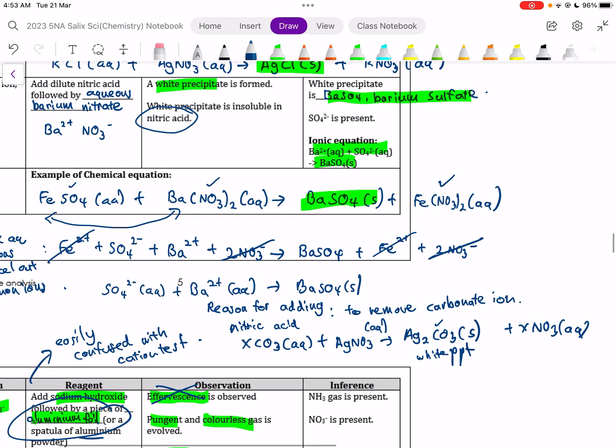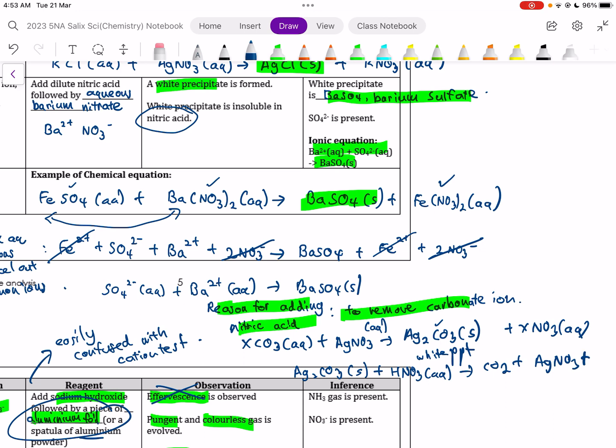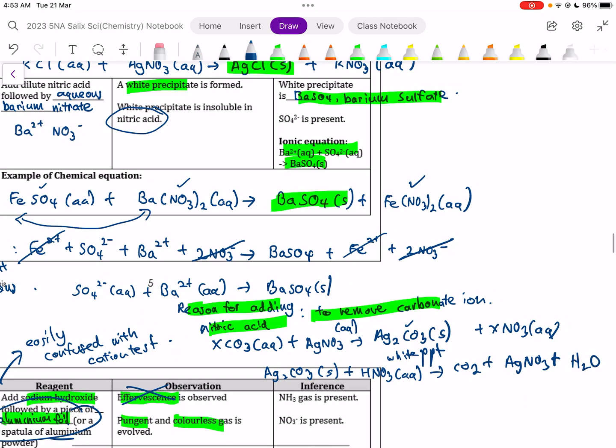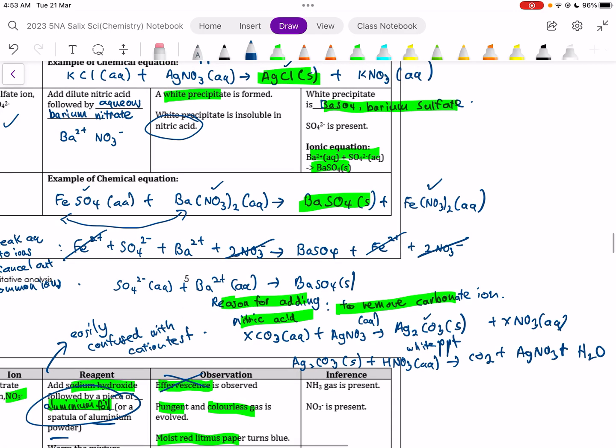The carbonate will react with the acid. Say you have the silver carbonate, it removes it by reacting with it. So what you have to do is just copy down the reason, to remove carbonate. I think you don't need to write down the equation. This one gives you carbon dioxide, silver nitrate and water. My equation is not balanced, I'm just showing you how it removes the carbonate.